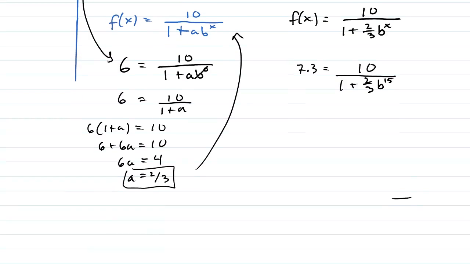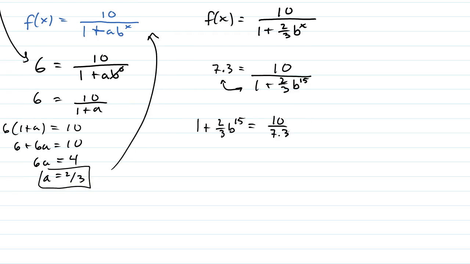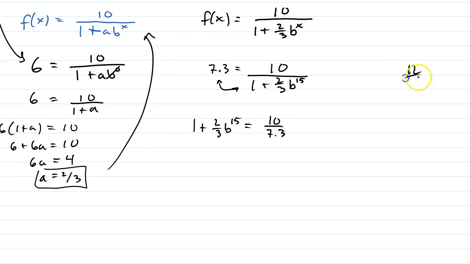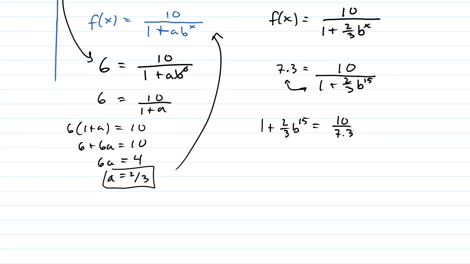Alright, now I'm going to do a fraction maneuver, where I can actually flip these around. So this would be 1 plus 2/3 b to the 15th equals 10 over 7.3. Now, the reason that works, a quick explanation: if you have 12 divided by 3 equals 4, you could flop these around. 12 divided by 4 is 3. So that's a quick fraction trick. Okay, and then I subtract 1.